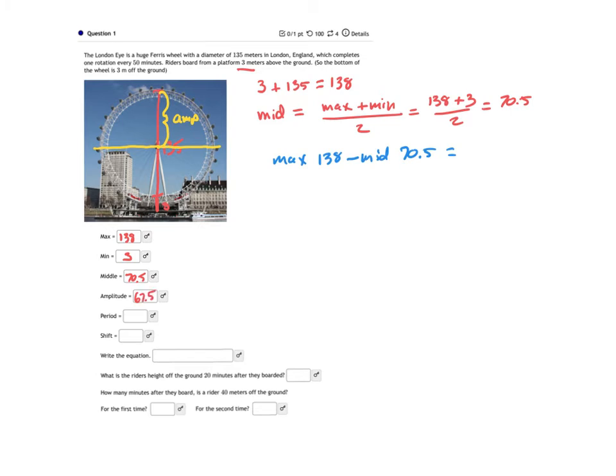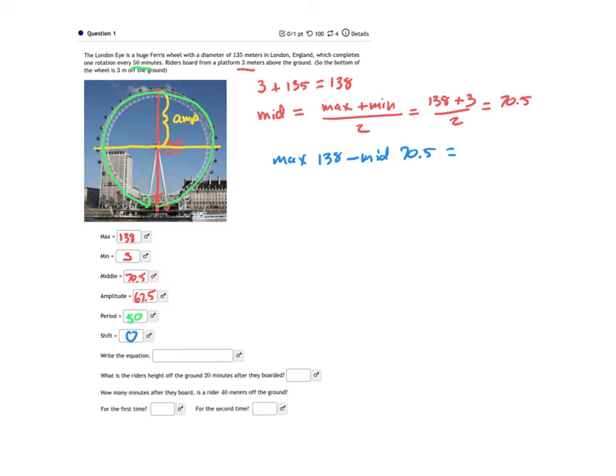Now, the period is just how long it takes to go all the way around once. So if I start here and go all the way around, in the question it tells us every 50 minutes. So the period is 50. Now the shift. Well, we can write this equation without a shift, and that's probably the easiest way to do it. So I'm just going to say 0 here, and I'm going to write the equation without the shift.